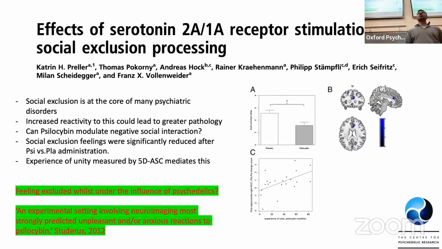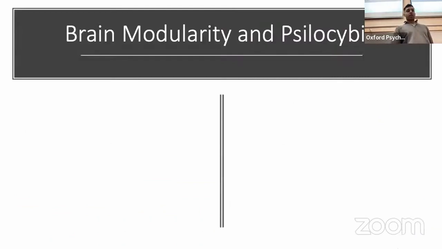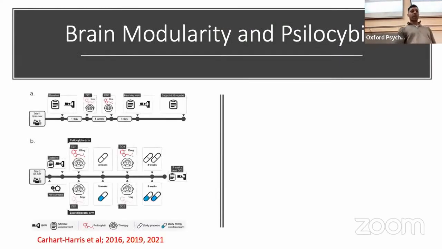So perhaps acute measures of psilocybin aren't the best way to model psilocybin more generally. So I'm going to finish by telling you some unpublished and quite exciting results from our New England Journal of Medicine trial, which was published last year by Robin. For those of you that don't know, we've done two studies at Imperial College. The first was an open label study in treatment-resistant depression, which is widely regarded as a catalyst for the modern psychedelic renaissance we're witnessing today.